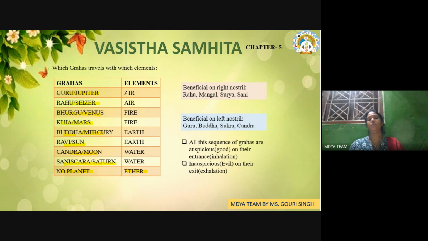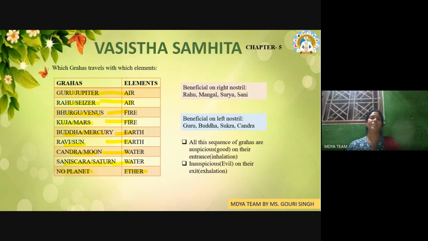The element air: Jupiter is considered consistent with air, Rahu also air, and the fire, and Mars also fire, Mercury also earth, and Sun is earth. You have to remember these grahas with elements, because in the last question, elements will be asked: which graha is associated with which element. That is a previous year question. Okay. So you have to remember this one. So I have written it here.